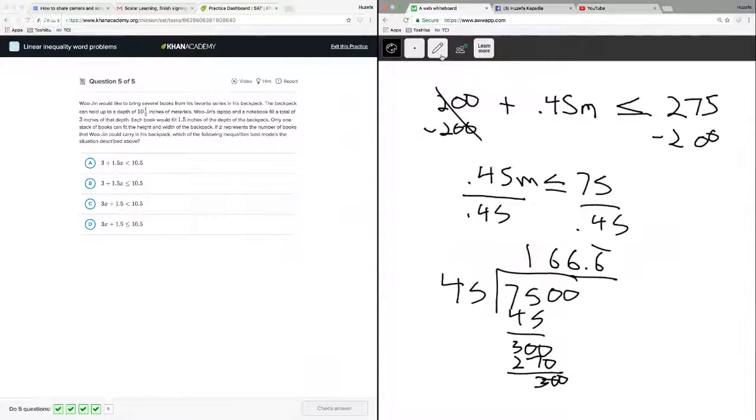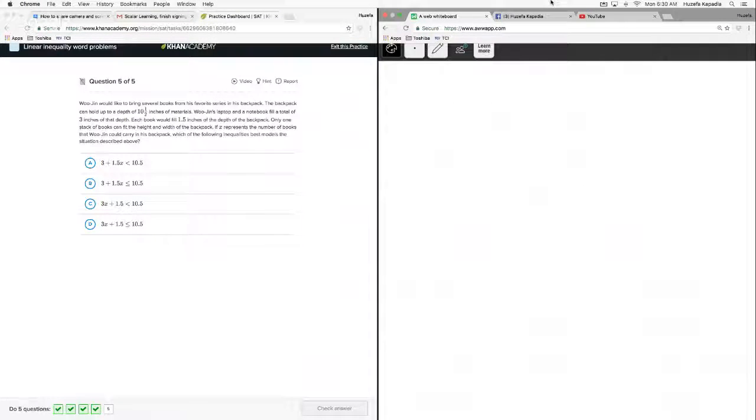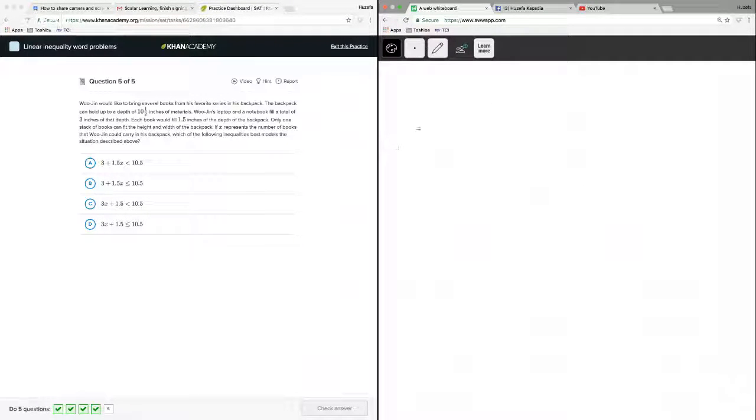And then number 5, let me clear the board here. Last one. What time is it? 6:30. All right, I gotta get going too. Woo Jin would like to bring several books from his favorite series in his backpack. You'll notice these get harder as we go further, and that's just the trend in general on any standardized test.